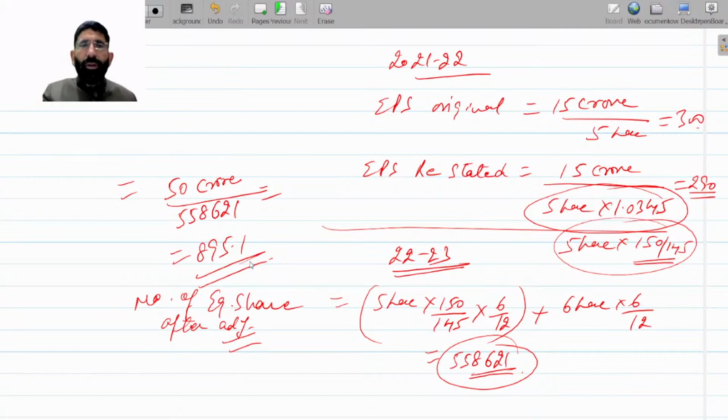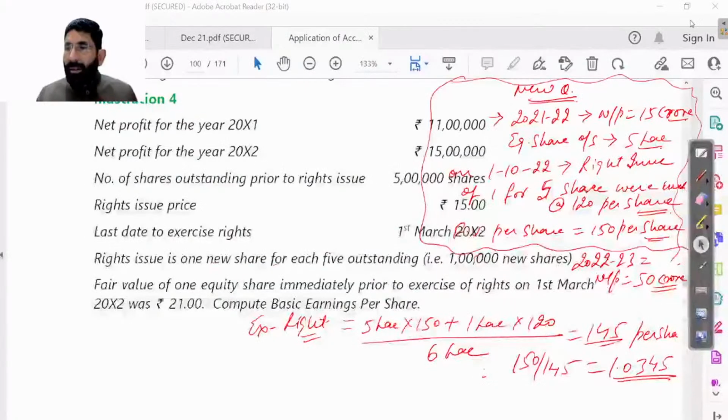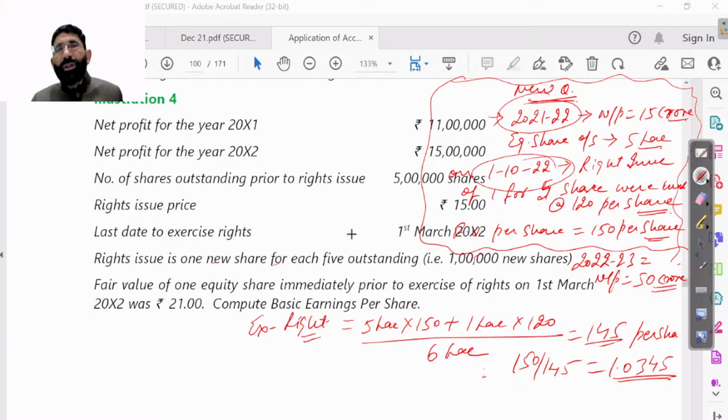Why 6 by 12? Because this time it is on 1st of October. Yes, it is on 1st of October. And here the accounting year is 21-22. Here I have taken the accounting year as 21-22. That means 1st April to 31st March is the accounting year, and 1st October 22 is the date of issue. So 6 months are taken accordingly.